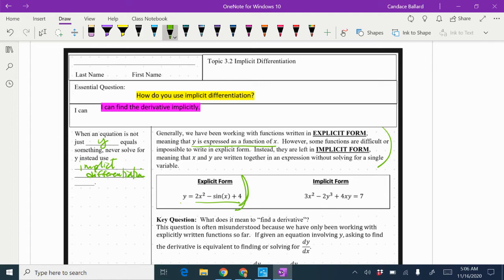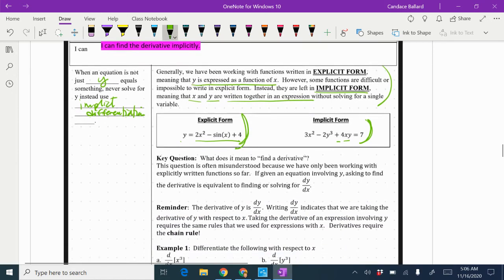However, some functions are difficult or impossible to write in explicit form. Instead, they are left in implicit form, meaning that x and y are written together in an expression without solving for a single variable. So if you look at this second one here, the x and y are both on the same side, and x times y would make it difficult to write as y equals.